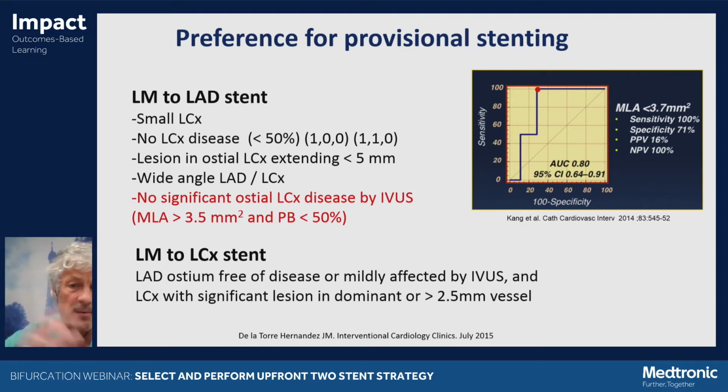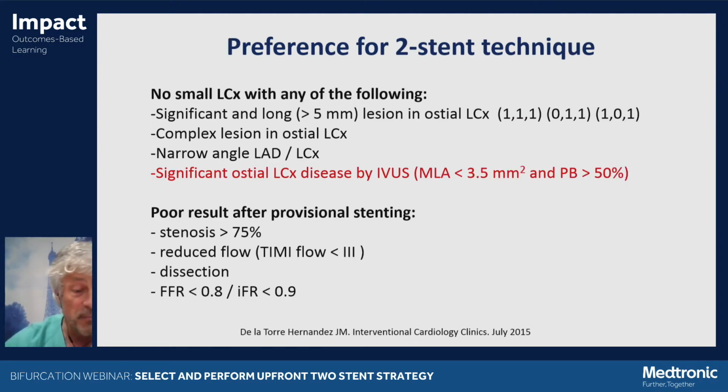In this case, we have several criteria. One of them is based on IVUS. We prefer provisional when the circumflex luminal area is over 3.5 and plaque burden less than 50%. This is based on a study by our Korean colleagues that indicates that with a baseline lumen less than 3.5, 3.7, the risk of compromise after crossover stenting is higher. In our case, I remember it was 2.9, so we are really in the borderline.